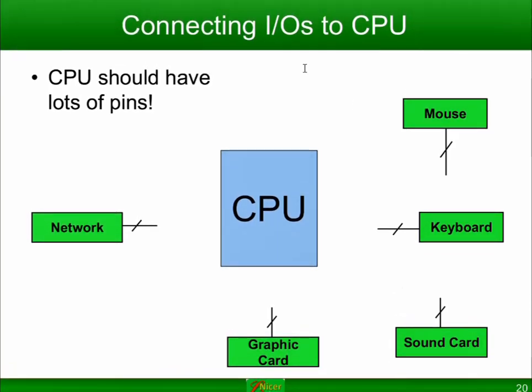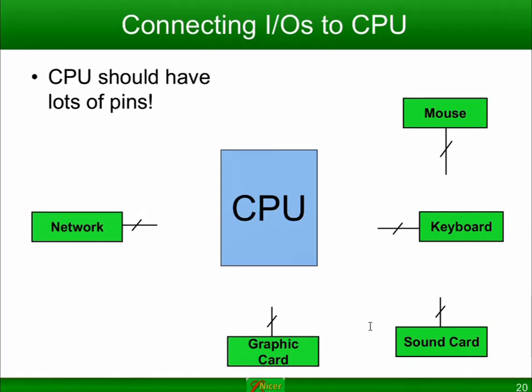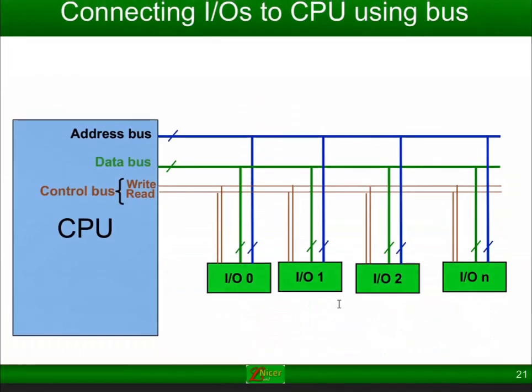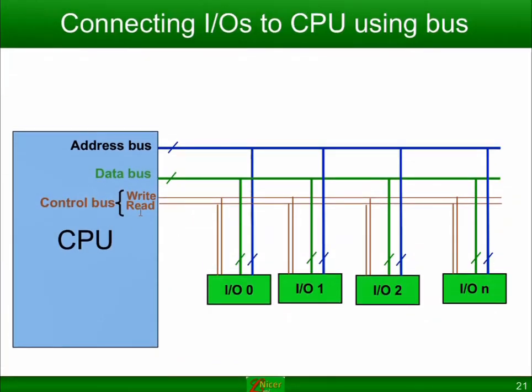Connecting input output devices to the CPU. The CPU should have lots of pins because it is connected to the network. The input output devices: mouse, keyboard, sound card, graphics card, and all that. The monitor, the printers, the robotic hand, and sensors are all connected to the CPU. The CPU is connected to the input output devices like this. These are the address bus, the data bus, and the control bus that execute the read and write functions.